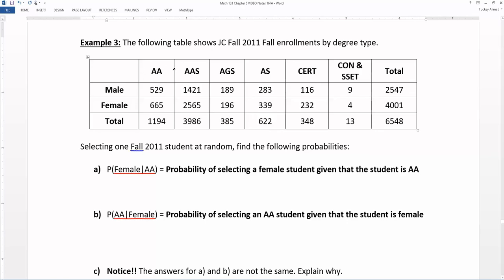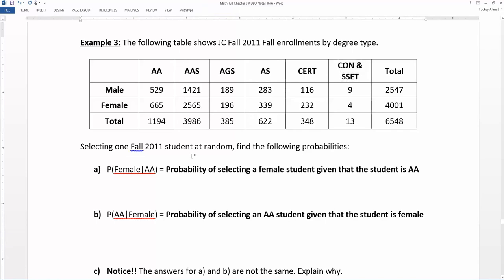This is the 2011 fall enrollees at the college, at Jackson College, by degree type. Remember, AA is Associate of Arts, Associate of Applied Science, Associate of General Studies, Associate in Science. Certificates, these are concentrations and skill sets. And then there are the males and females.